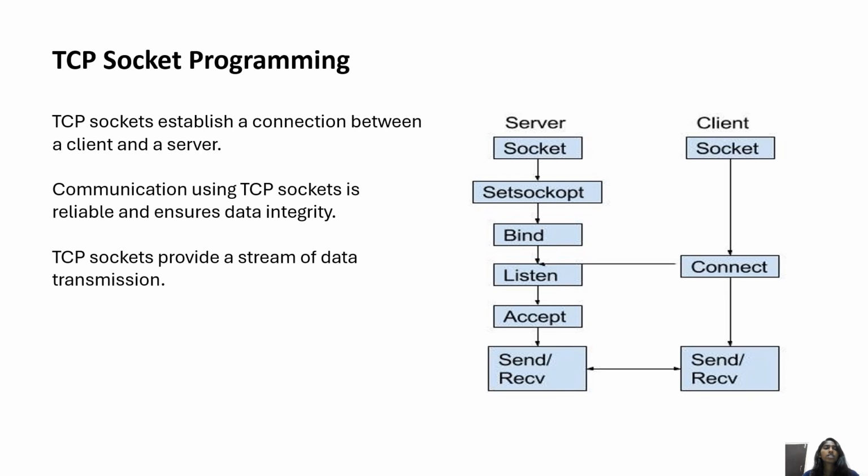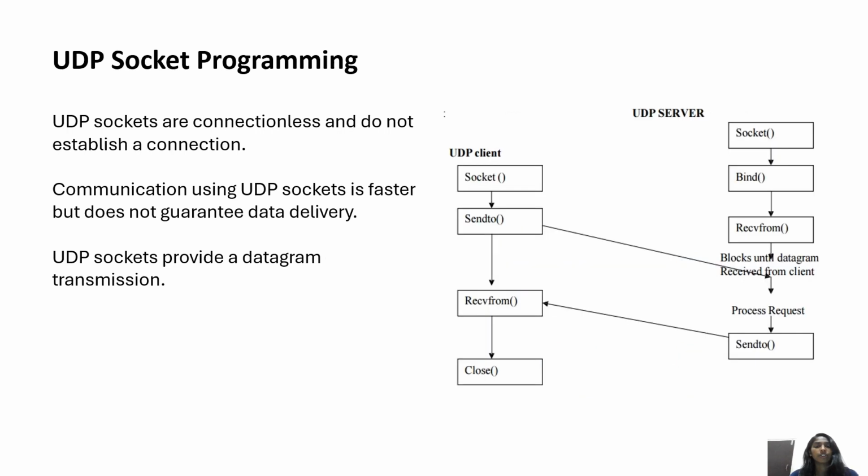In TCP socket programming, we establish a connection between a client and the server, and communication using TCP sockets is reliable and ensures data integrity. TCP sockets provide a stream of data transmission. Server sockets: socket, bind, listen, accept, send, receive. Whereas client sockets: connect, send, or receive.